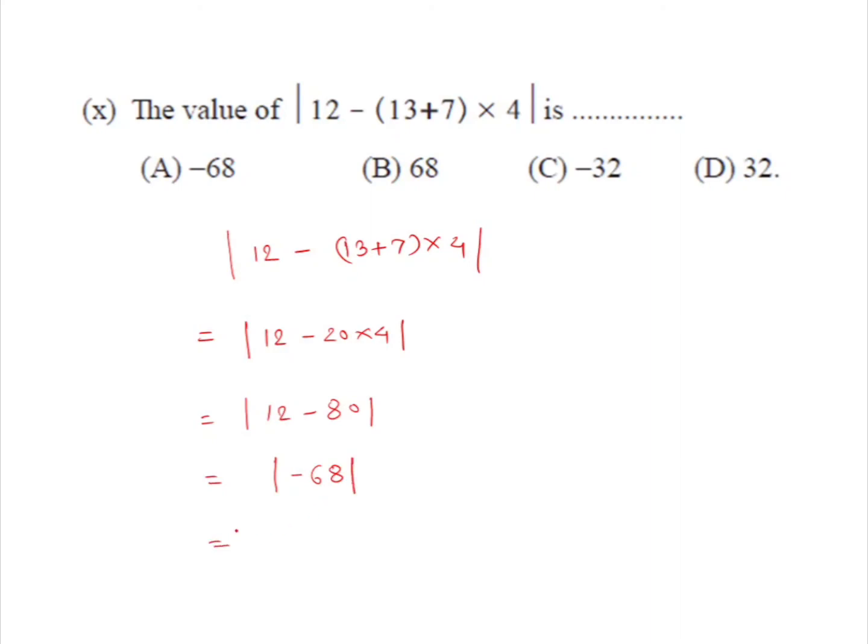And we know that any negative number in the modulus sign will be positive, that is, the modulus of minus 68 is plus 68. So here the value of this expression is 68, which is given at option B. So option B is the correct alternative.